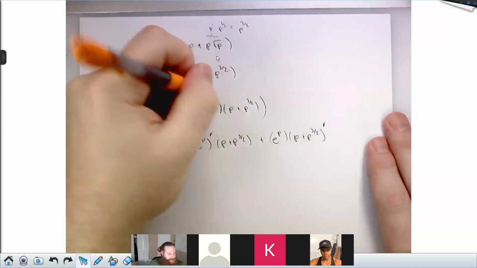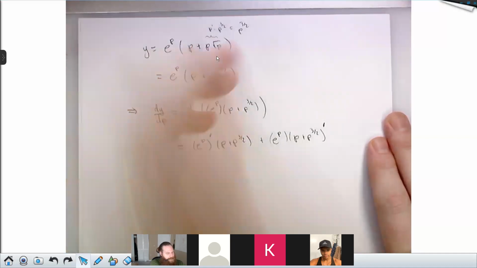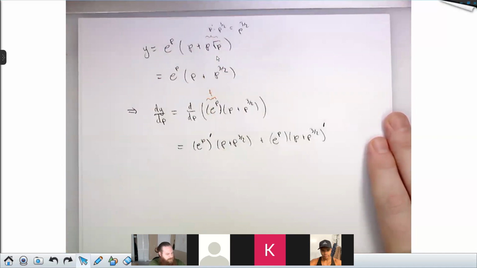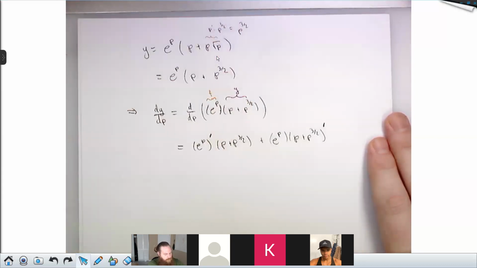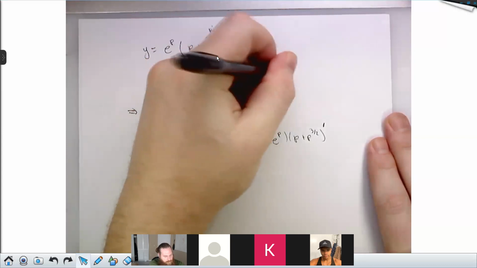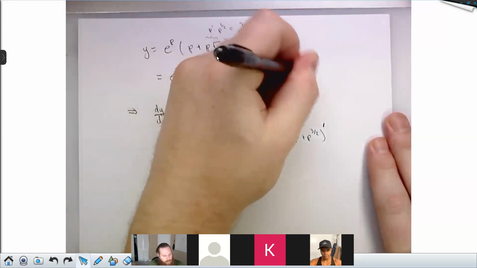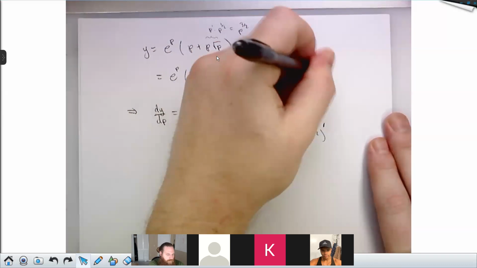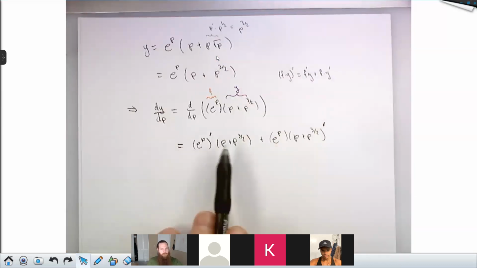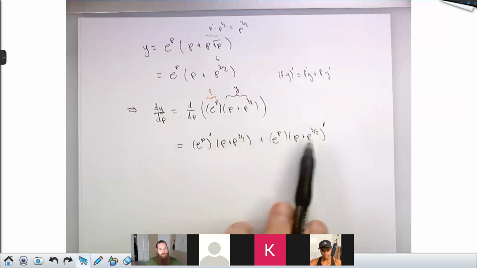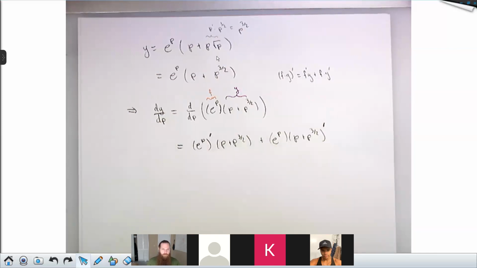I know this as like little f, and this as like little g. And then I follow the rule that says f times g all primed is f prime times g plus f times g prime. So here's f prime times g plus f times g prime. Good so far?